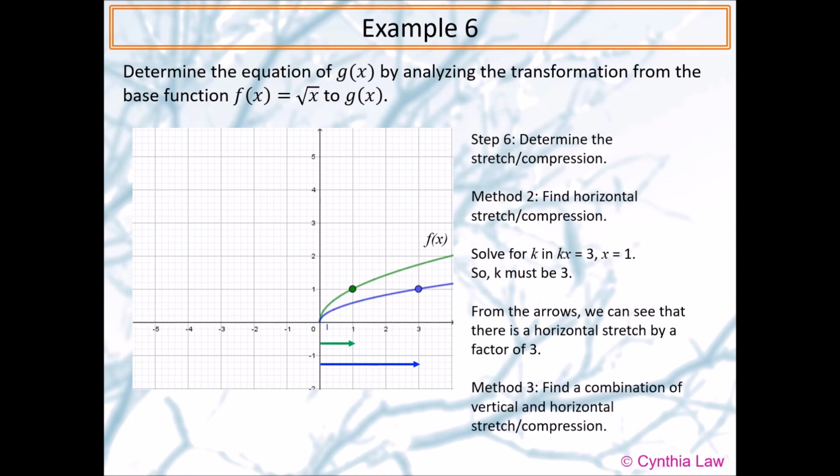Now method 3 means that we can use a combination of vertical and horizontal stretch or compression, and this method is used for more complicated questions where you actually get estimates when you only use the horizontal stretch or compression, or if you only use vertical stretch or compression. So method 3 doesn't really apply to this example here.